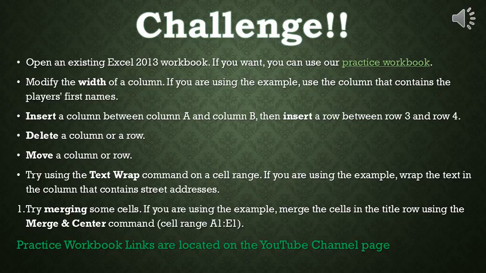You're going to delete a column or a row. You're going to move a column or a row. Try using the text wrap command on the cell range. If you're using the example, wrap the text in the column that contains street addresses. Try merging some cells. If you're using the example, merge the cells in the title row using the Merge and Center command. And the cell range is A1 through AE1.